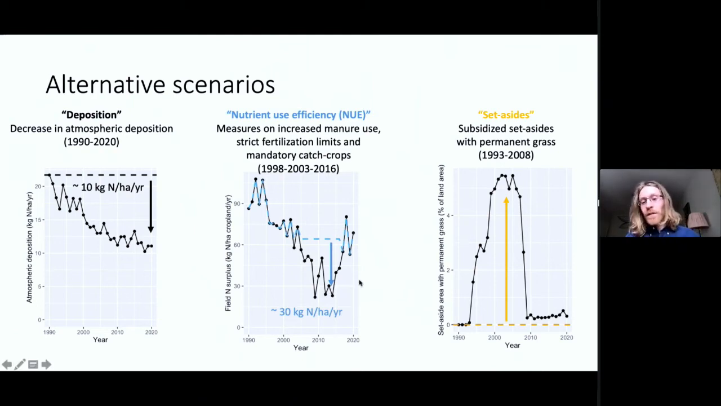And the third type of effect we can try to test the impact of is, if you look to the right, there was another policy which was to set aside some cropland and have it with a permanent grass cover for a period of years, which was subsidized. So what was the effect of setting this land aside and changing the land use and the nitrogen budget on these areas during the period it was in effect? And that will be the yellow effects you see here.